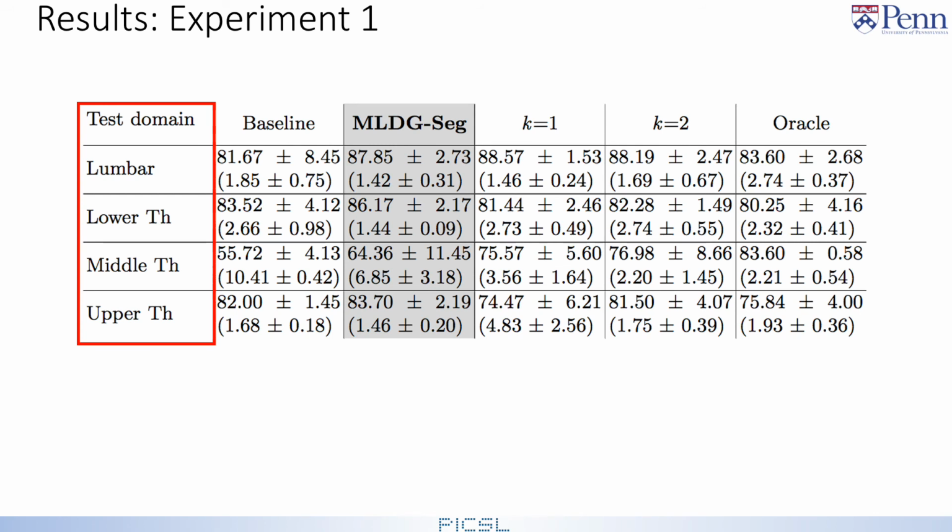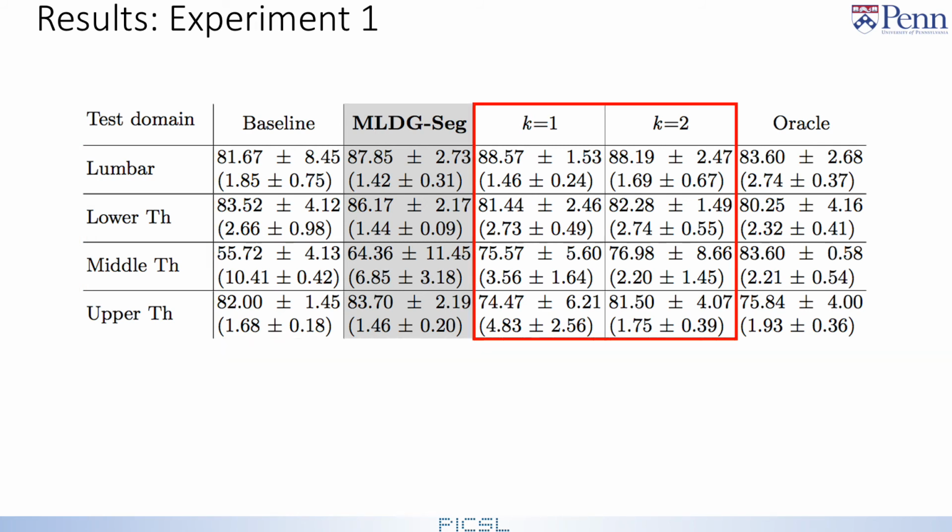We now describe the results quantitatively. Each row reports the result for the held-out set when the model is trained on the remaining 3 domains, except the Oracle, which is trained and tested on the same domain. Each row reports dice score and ASSD within brackets. MLDG-Seg consistently outperforms the baseline.